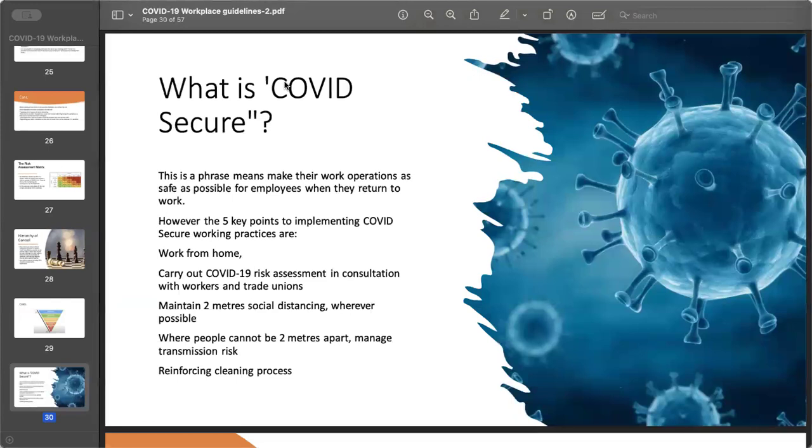This is a phrase meaning making your work operation as safe as possible for employees when they return to work. However, the five key points to implementing COVID secure workplace working practice are: work from home, carry out a COVID-19 risk assessment in consultation with workers and trade unions, maintain 2 meter social distancing wherever possible, where people cannot be 2 meters apart, manage transmission risk, and reinforce cleaning processes.